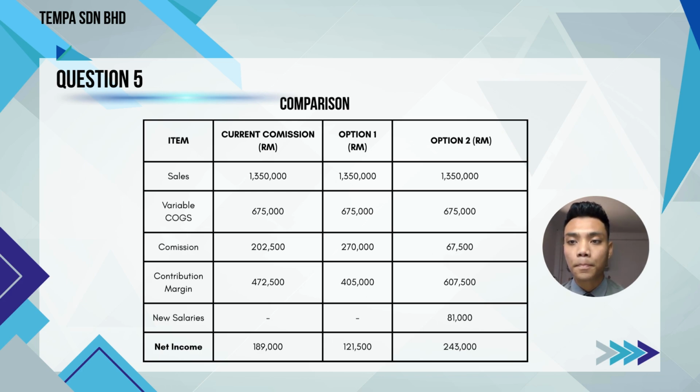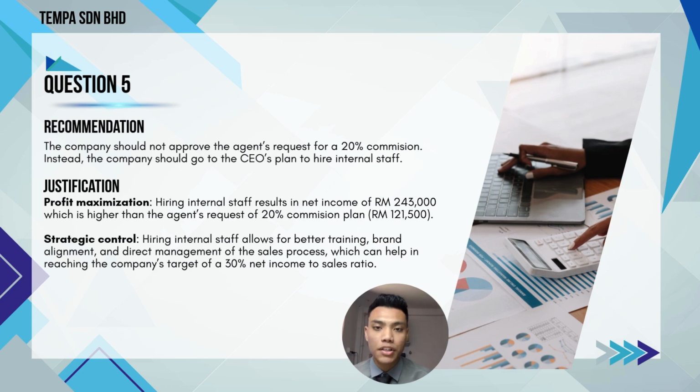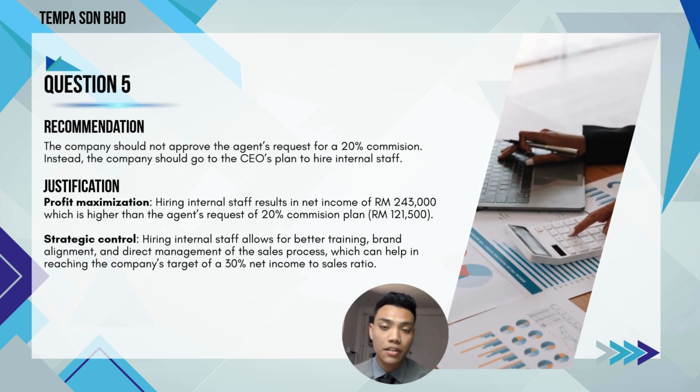So based on the results, we can see in the net income that option 2 states the highest net income among the three situations, which is RM 243,000 ringgit. Therefore, my recommendation for the company is that it should not approve the agent's request for the 20% commission. Instead, the company should go with the CEO's plan to hire internal staff.